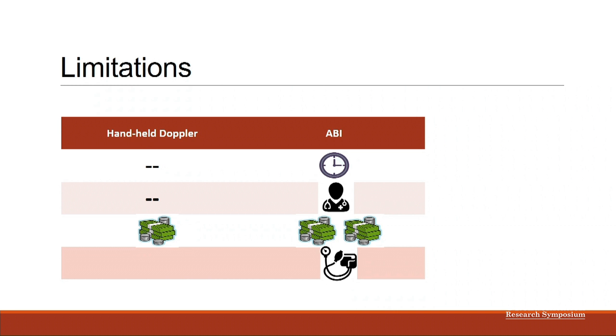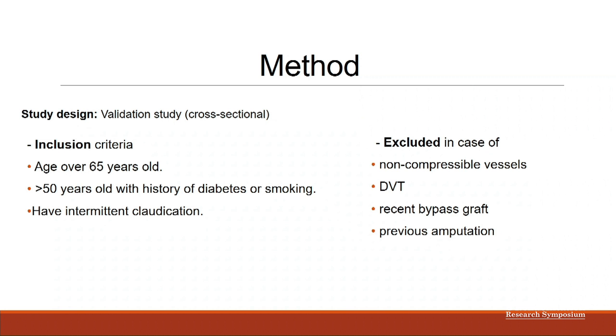For the method, it's a validation study. Participants will be included if they are over 65 years old, or more than 50 years old with a history of diabetes or smoking, or if they have intermittent claudication. They will be excluded in case of non-compressible vessels, DVT, recent bypass graft, and previous amputation, and these are the contraindications for performing an ankle brachial index.